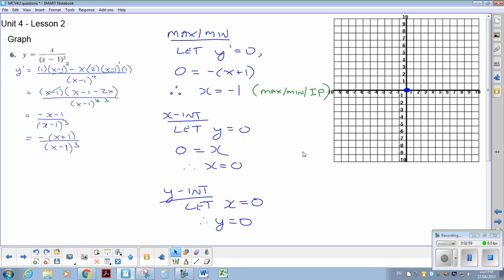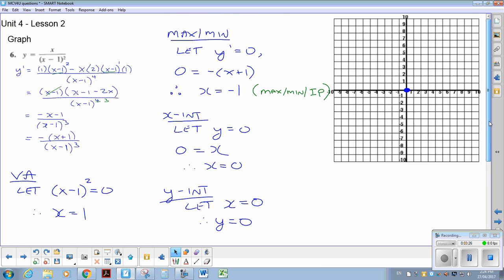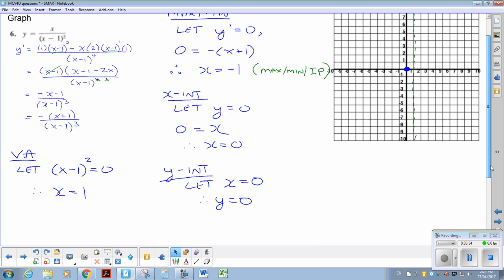Next, I want to take care of my asymptotes. First thing I do is my vertical asymptotes. So we let the denominator equal 0. So we let (x minus 1) squared equal 0. So if we solve that, there's going to be one asymptote, and it's going to occur at x equals 1. So I'm going to go to my graph and add that piece of information on. So I've kind of got an ongoing construction here of what my graph is going to look like.